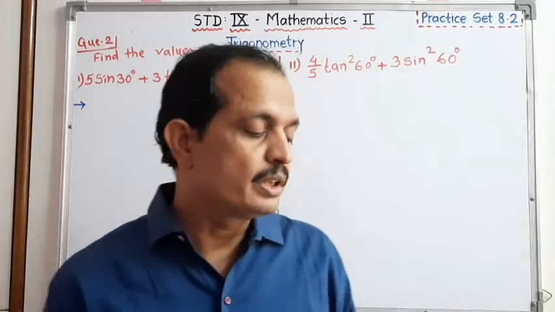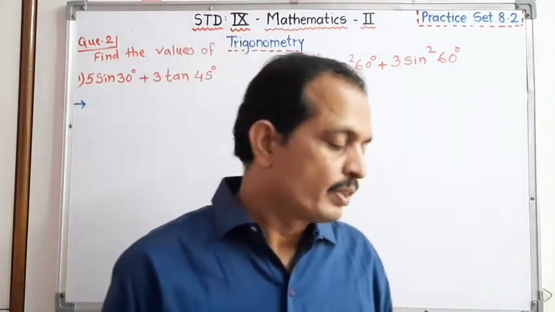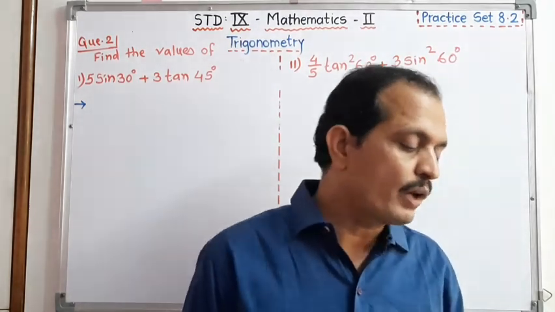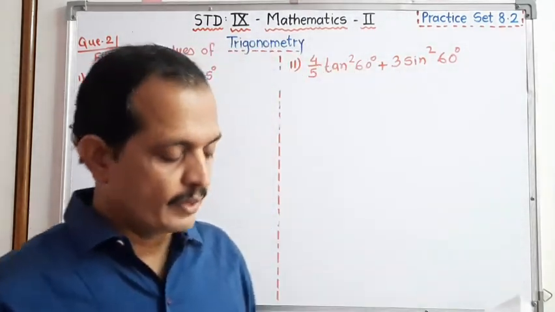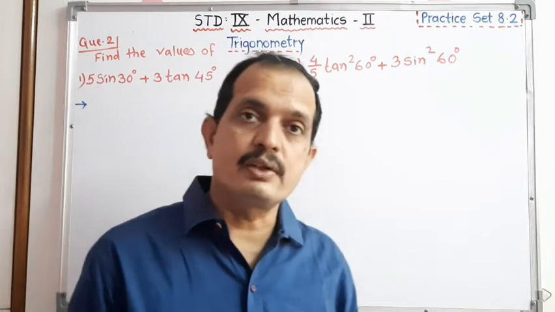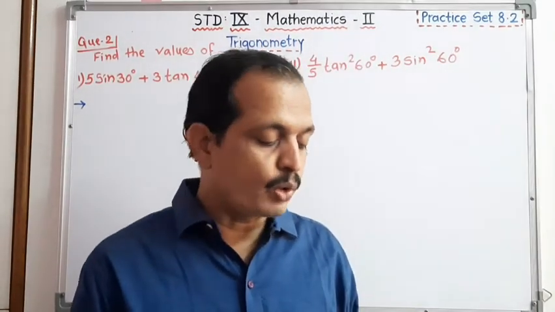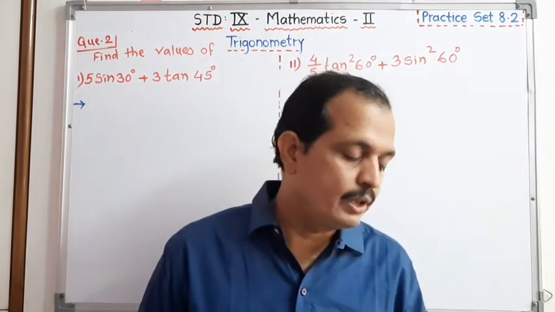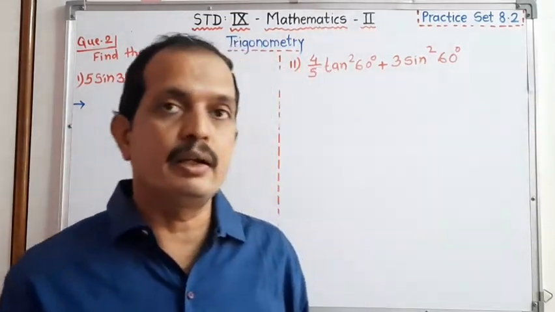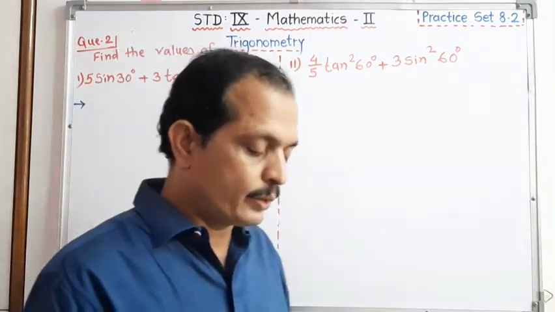Let's start with question number 2. See question number 2. Find the values of; 6 sub questions are given in the second sum. Now dear student, out of that 6, 4 I will solve here and remaining 2 you have to solve at home.